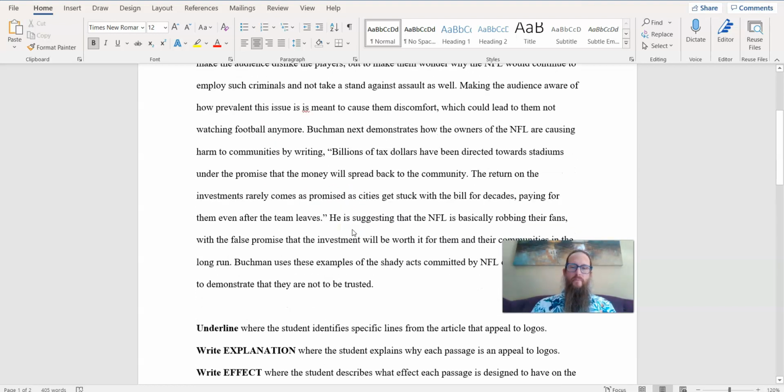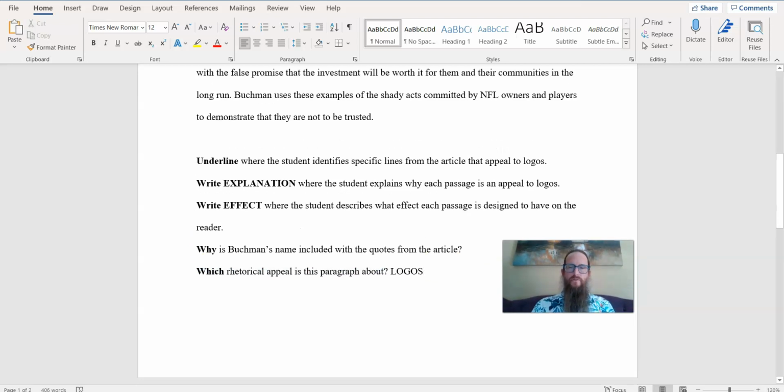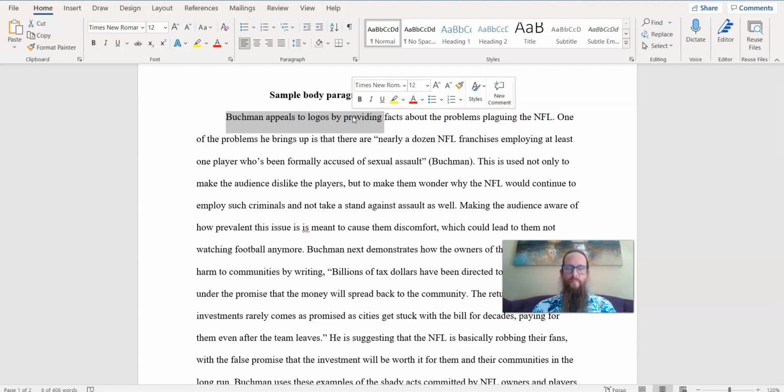So it's a paragraph about one of the rhetorical appeals. And so let's just answer this question right away. I mean, the paragraph's about appeals to logos. And it's very easy to tell that because the student created a nice topic sentence here to make clear that this entire paragraph is going to be about the author Buckman's use of appeals to logos.